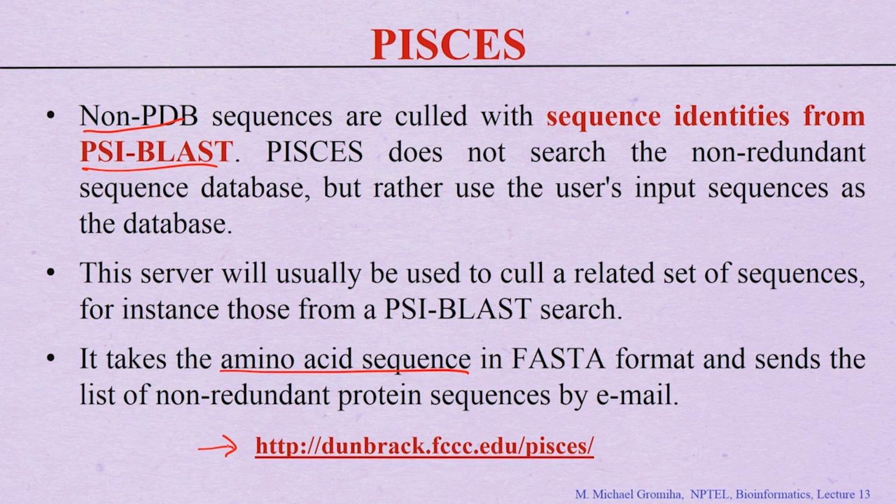So here you can submit your query sequences and you will get the output, either by email, or if there is a small amount of data, you can get it immediately. But the problem with this PISES server is it can handle only a small number of sequences. There are some limitations on the query sequence. But in the case of CD-HIT or BLASTclust, you can give any number of sequences. It can handle huge amounts of sequences. So that is the difference between CD-HIT and the PISES server.